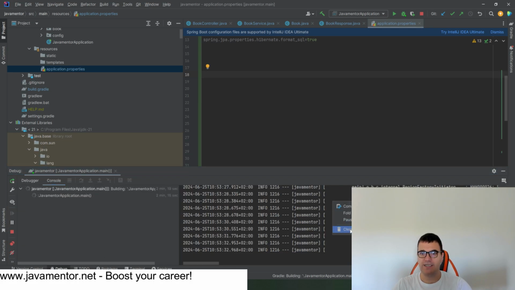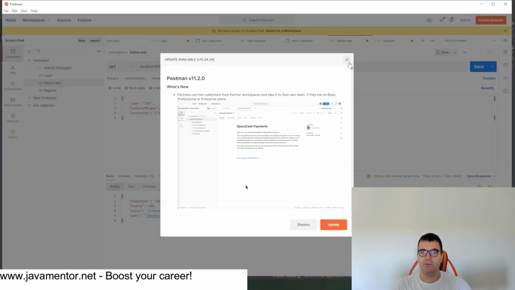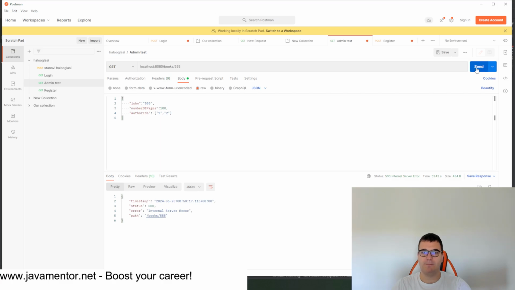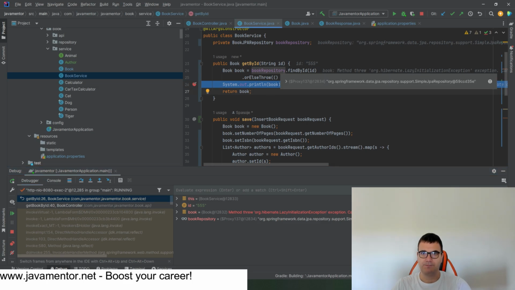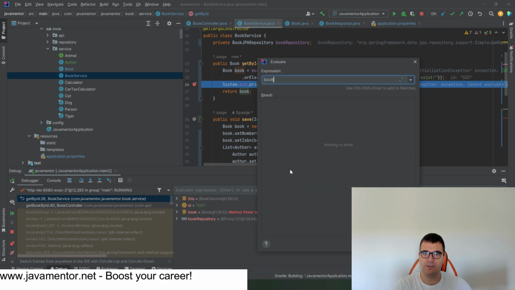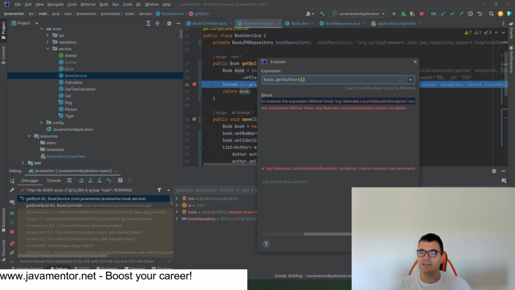So I started my application in the debug mode, and let me show you something weird. In the last tutorial we saw some problem with lazy initialization exception and so on. And here we retrieved book from the database, and now in the debug mode, if we try, let's say, book.getISBN, click evaluate, everything is okay. But if we try get authors, then we will receive a lazy initialization exception. But this is very, very weird.